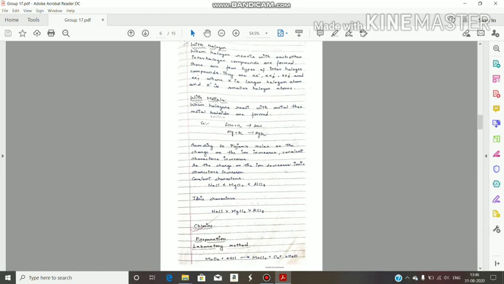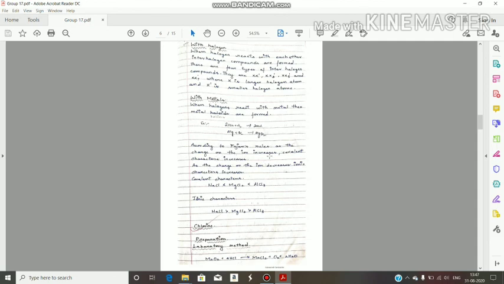Next property, with metals. That means when 17th group elements react with metals, they form halides. For example, when sodium metal reacts with chlorine, we get sodium chloride, NaCl. And one more example, when magnesium metal reacts with bromine, Br2, we get MgBr2. So these are halides.